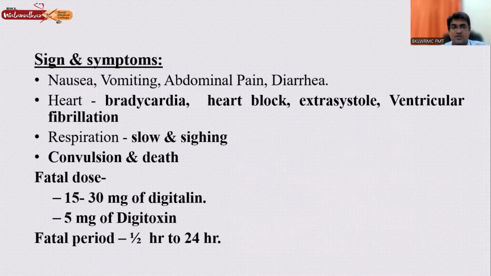What are the fatal dose and fatal period? 15 to 30 milligram of digitalin and 5 milligram of digitoxin. These are the dangerous or fatal doses seen in these cases. So what is the fatal period? The fatal period may vary from half an hour to 24 hours.